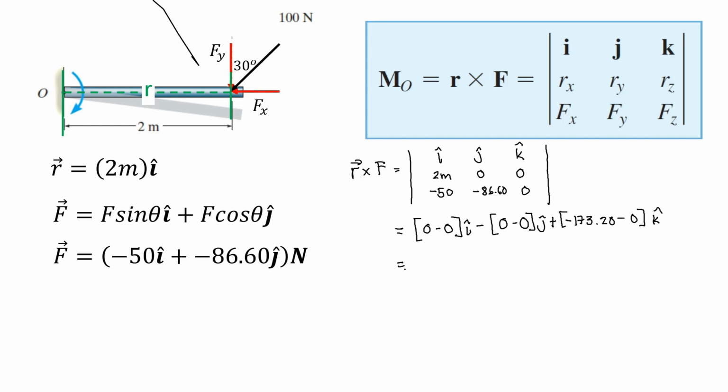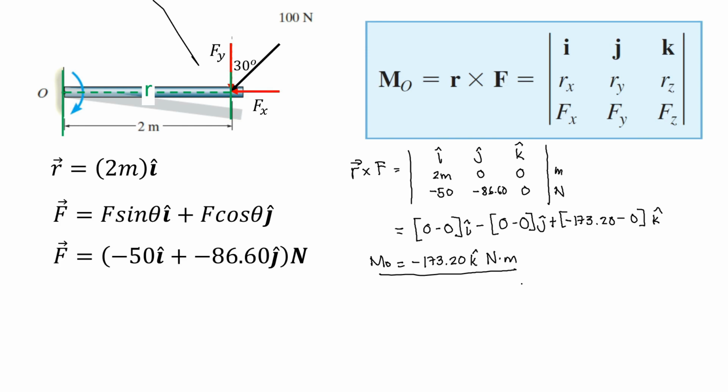So here, the final answer for the product of R cross F, which is our moment at point O, is negative 173.20, and the direction is k hat. And do not forget the unit. The unit of our R is meter, and the unit of our force is Newton. So instead of meter Newton, to properly write it, that is Newton meter. So this is the answer for our moment.